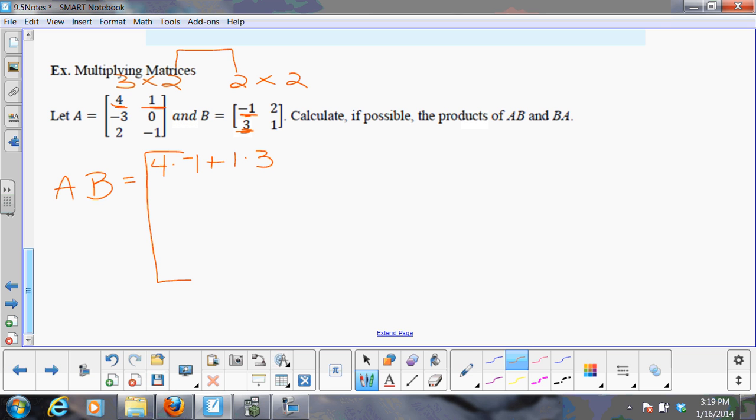Now I'm going to do the second row with the first column. So negative 3 and negative 1 plus 0 and 3. Then I'm going to move down again and do the third row with the first column still. So 2 and then negative 1 and then the negative 1 here and then the 3 again.